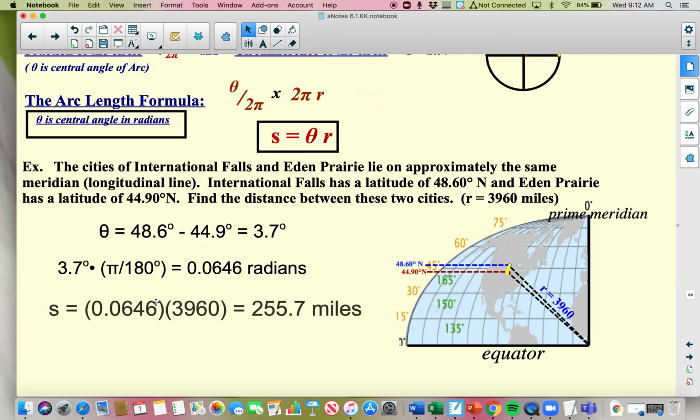So now I can just find the arc length. Arc length is angle in radians times the radius, and that gives me 255.7 miles. And if you're familiar with where International Falls is, you can make sense of that. Like, okay, yeah, they are about 255 miles apart. So there's an application for you for arc length.